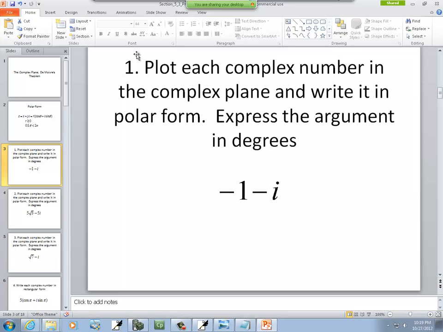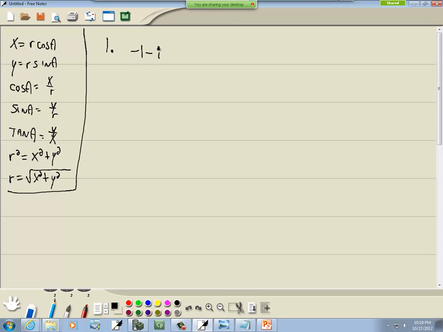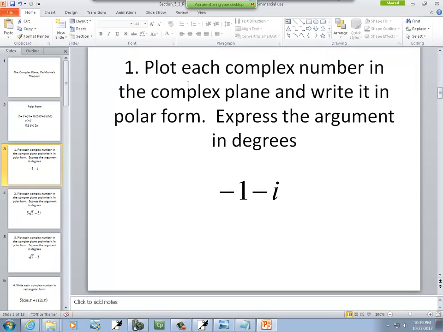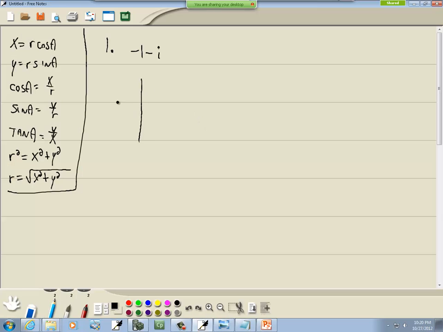Okay, so our first one, we've got -1 minus i. Like I said, we've seen those before. What we haven't done is plot it. This says plot each complex number in a complex plane and write it in polar form. Express the argument in degrees. Well, let's plot it. This is our real part here, and this is our imaginary. So our x-axis is our real, the y-axis is our imaginary. We've got -1 on our real, and then -1 on the i. So this would be that right there.